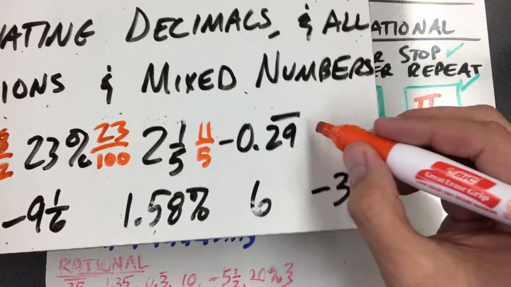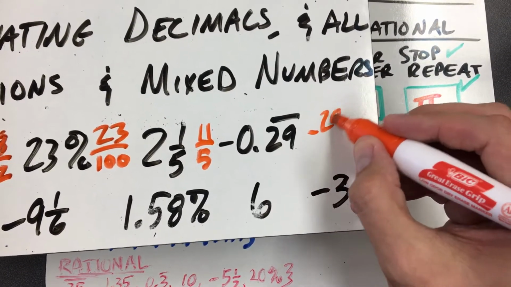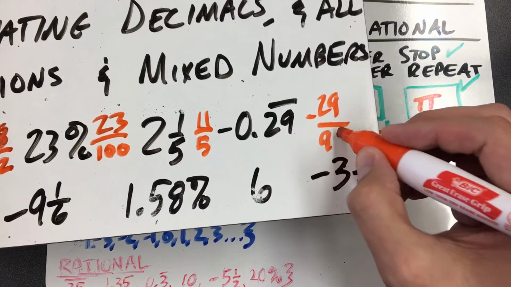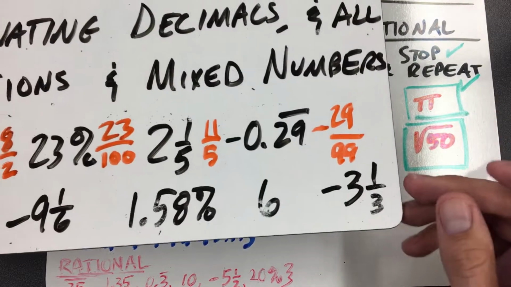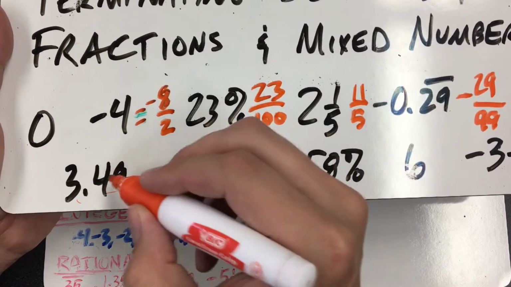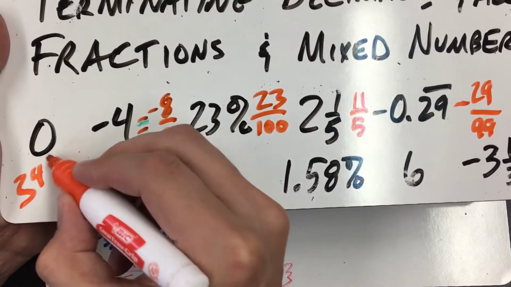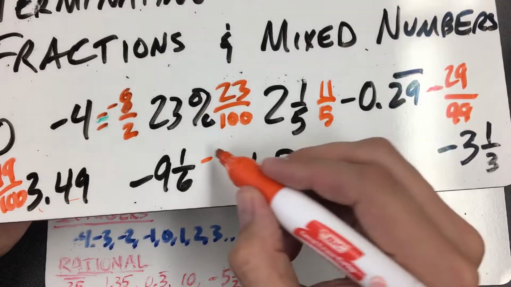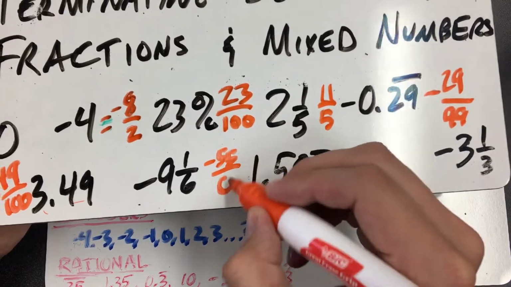-0.29 with the repeating bar, remember? This is like -29, but instead of saying it's 100 because it's in the 100s place, we say 99 because it has the repeating bar. -29/99. All of these, this is already a decimal. This could be like a 3 and 49 hundredths, right? This could be negative 55 over 6.